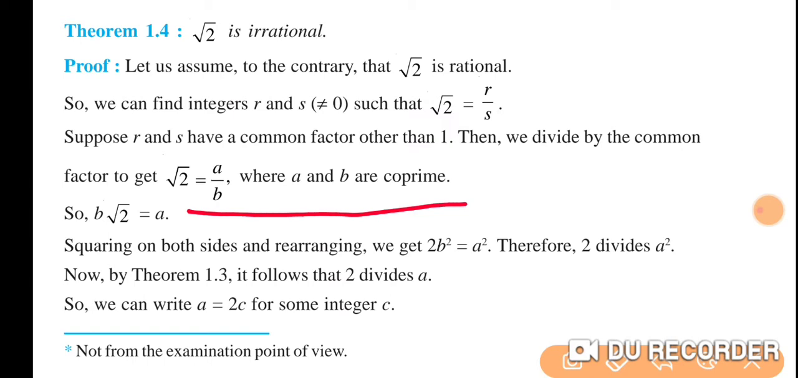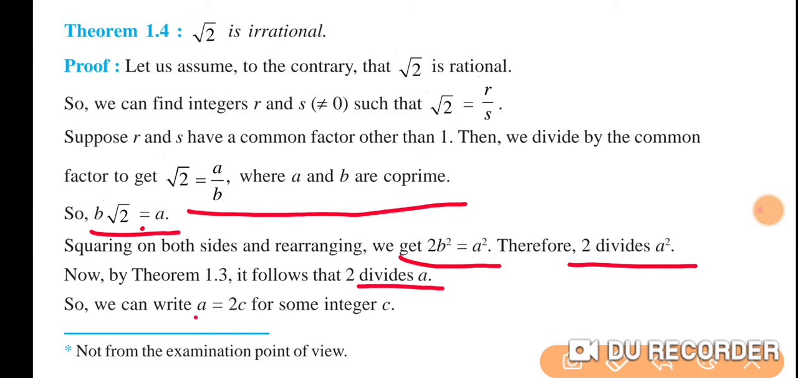In that case, what will be the value of A? It will be root 2 multiplied by B. If you square both sides, you will get 2B square equals A square, because to remove the root 2 you square both sides. This statement tells you that 2 divides A square. That means 2 will also divide A. If it is dividing A square, it will divide A. Am I right or not?